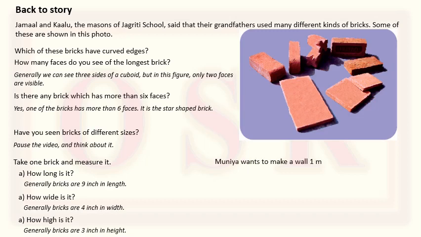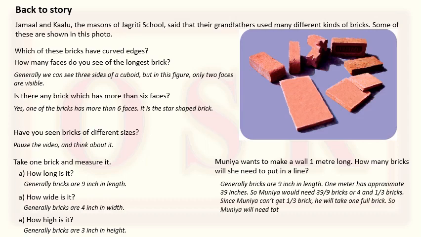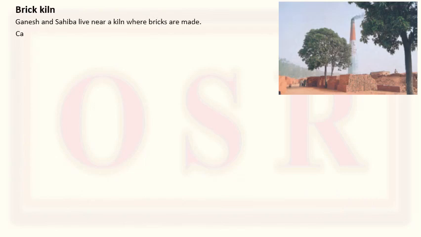Munia wants to make a wall 1 meter long. How many bricks will she need to put in a line? Generally, bricks are 9 inch in length. 1 meter has approximately 39 inches. So Munia would need 39 by 9 bricks, or 4 and 1 by 3 bricks. Since Munia can't get 1 by 3 brick, we'll have to take one full brick, so Munia will need a total of 5 bricks.